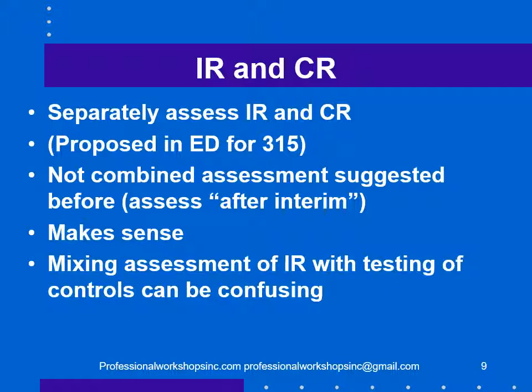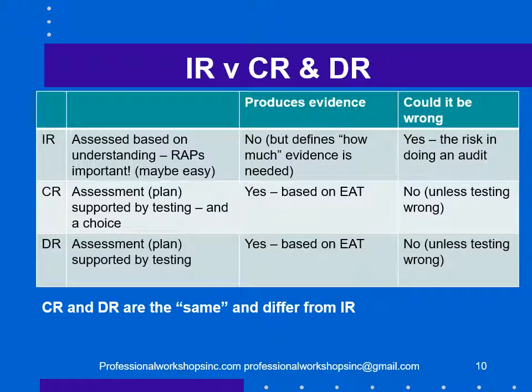That makes sense. I think it makes more sense to separately assess inherent and control risk because they're really quite different. And I actually find it confusing when I try to explain it to people or teach it to people. And just to go off on an aside here, the differences between inherent, control and detection risk. Inherent risk is an assessment, and it's based on our understanding. It's based on risk assessment procedures.